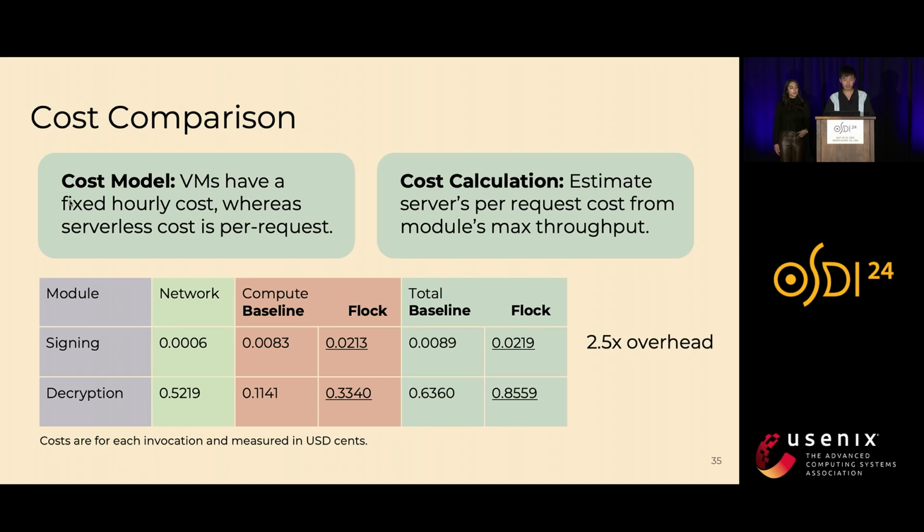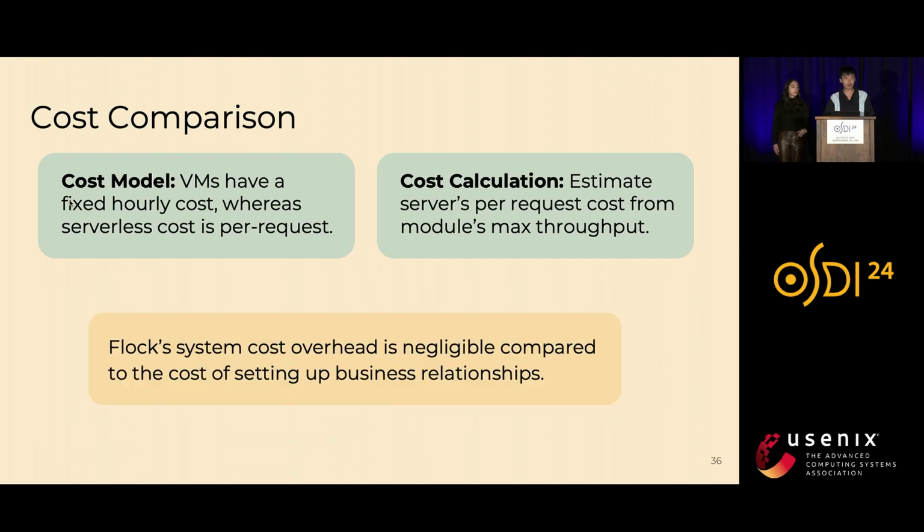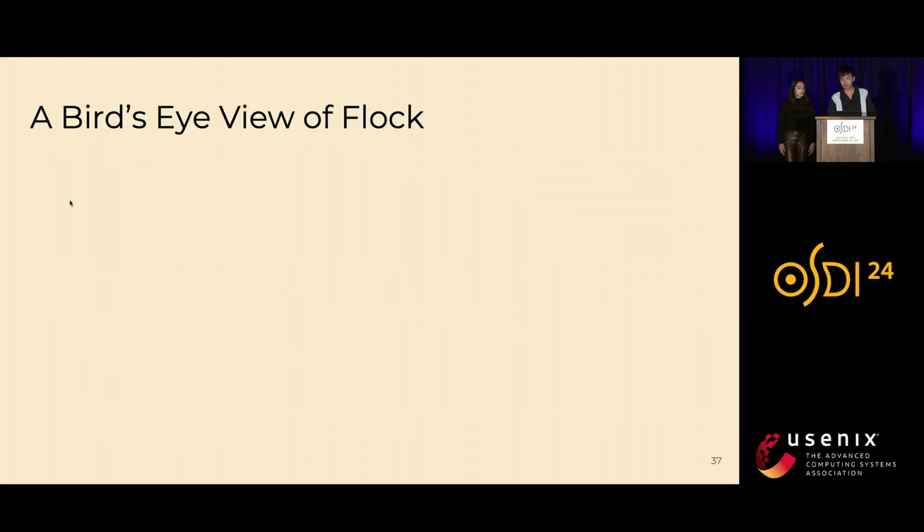For decryption, this is a more compute-intensive and network-heavy protocol, and networking cost becomes the major bottleneck. And overall, Flock only has a 1.3x overhead. And we would like to note that despite all this overhead, Flock's system cost is still negligible compared to the cost of actually setting up business relationships in a traditional distributed trust setting.